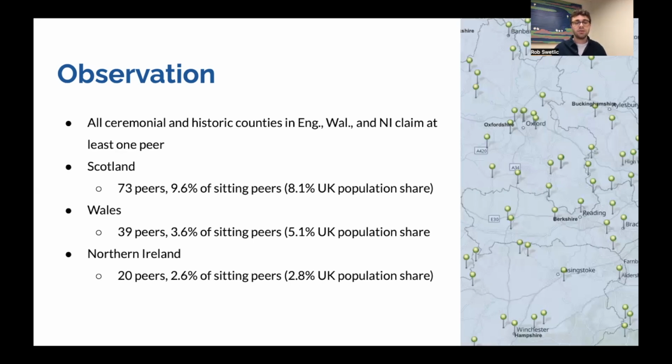has 39 peers, or 3.6% of sitting peers, against a 5.1% UK population share, and Northern Ireland has 20 peers, or 2.6% of sitting lords temporal, against a 2.8% UK population share.